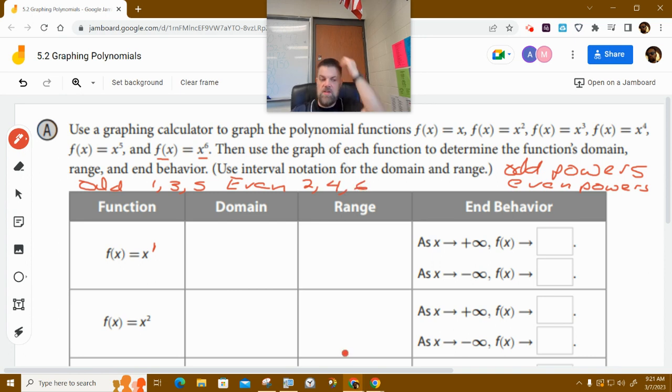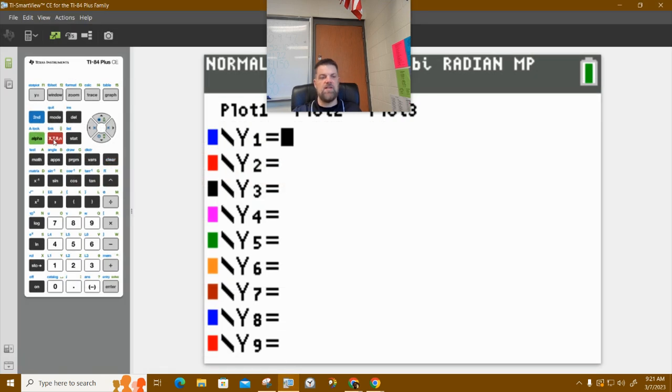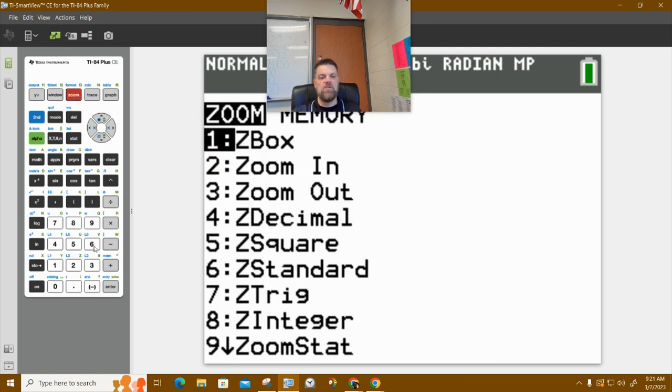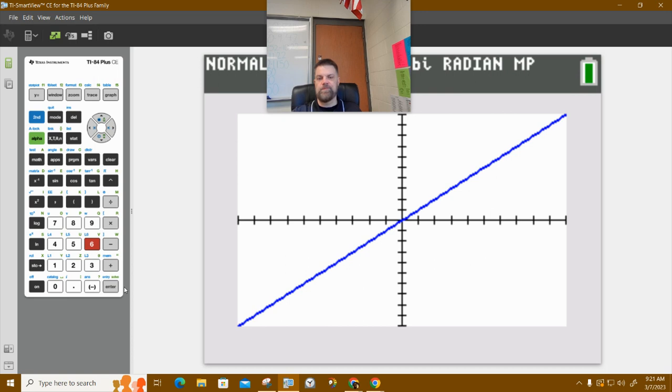Okay? So the first thing we're going to do is we're going to graph f of x to the first power. Okay, so take your calculator and just put an x in there. Well, bam. Hit zoom, and then we're just going to do zoom standard 6. Okay?